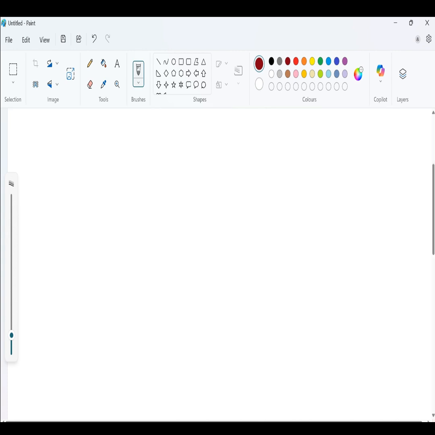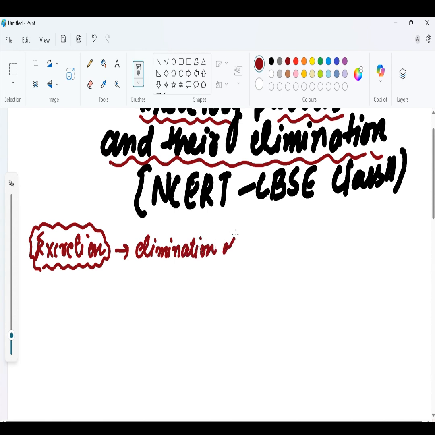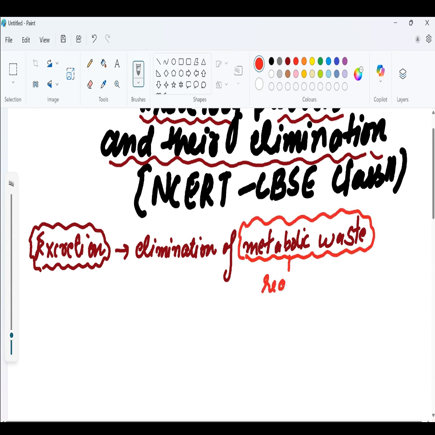So let us start with the first thing that we have to understand here: what is excretion, and why do we need excretion in the first place? Excretion basically means elimination. It is the elimination of metabolic waste. Metabolic waste means the waste from all the reactions that are taking place within our cells. Whatever waste our cells produce, we call that metabolic waste.